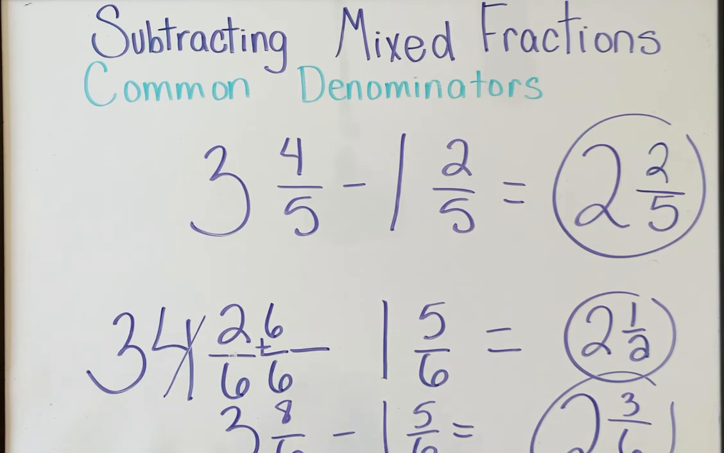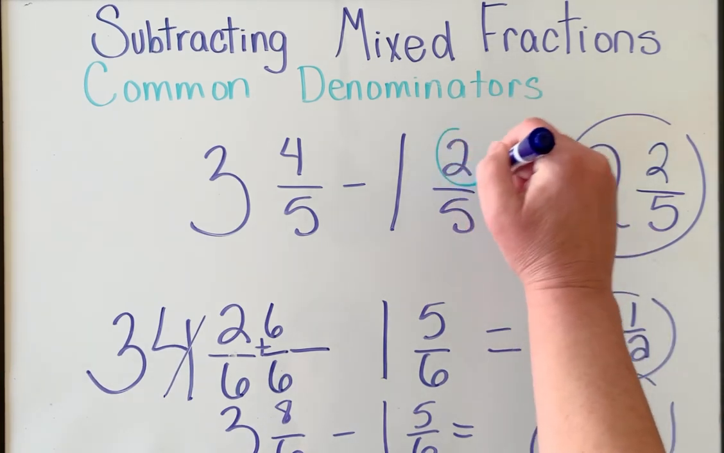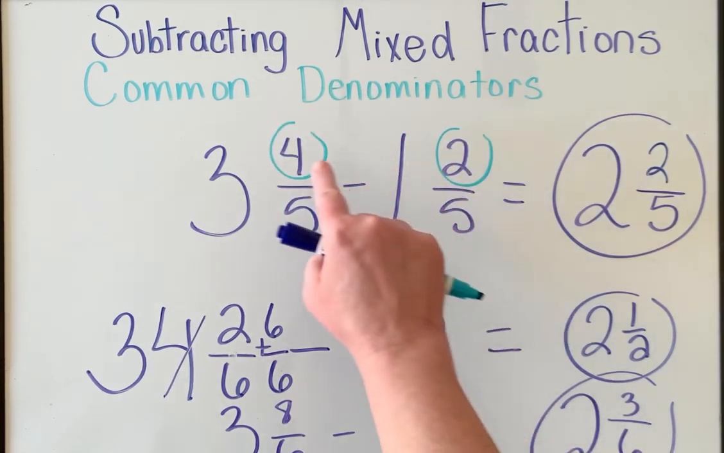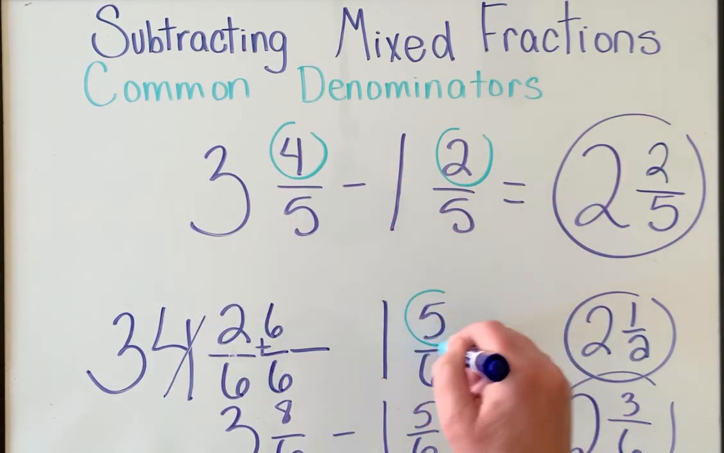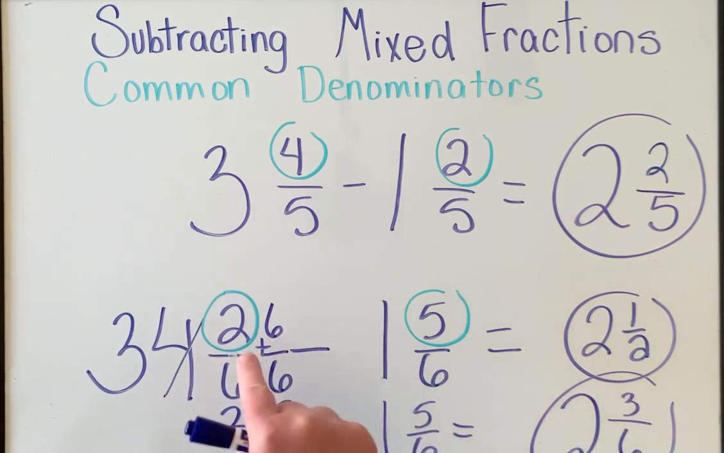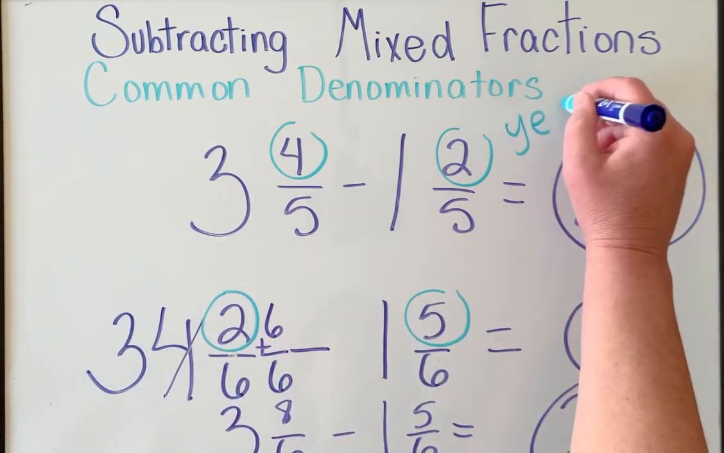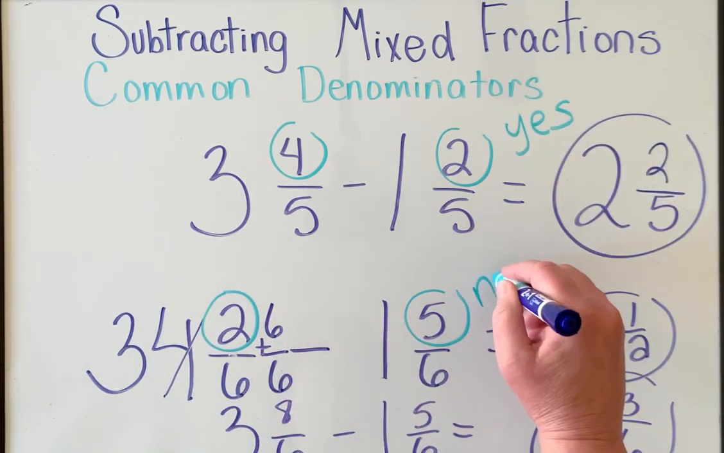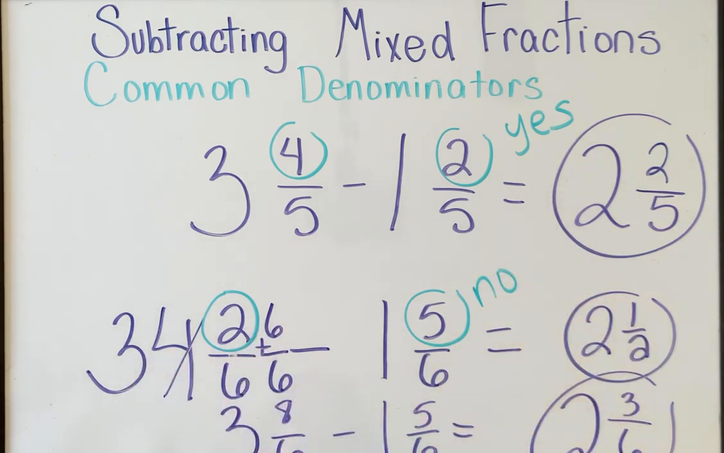So just knowing when to analyze these and knowing what to look for, looking at those numerators. Can I take 2 from 4? Can I take 5 from 2? Yes, I can. And here we could not. So we had to pull out a whole. So looking for those things when you are working with mixed fractions and subtracting.